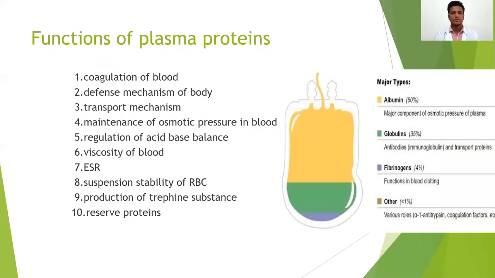Functions of plasma proteins: coagulation of the blood, defense mechanism of the body, transport mechanism, maintenance of osmotic pressure in the blood, regulation of acid-base balance, viscosity of blood, ESR, suspension stability of the RBC, production of trypsin substances, and reserve protein.